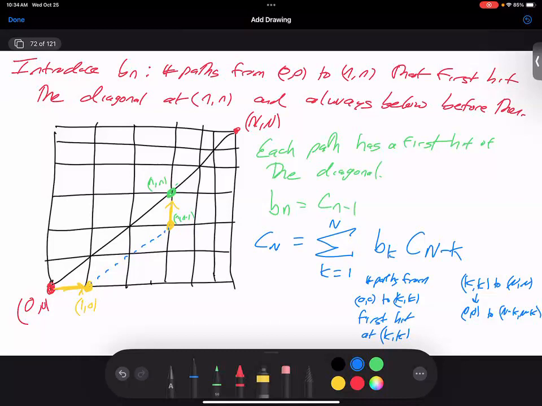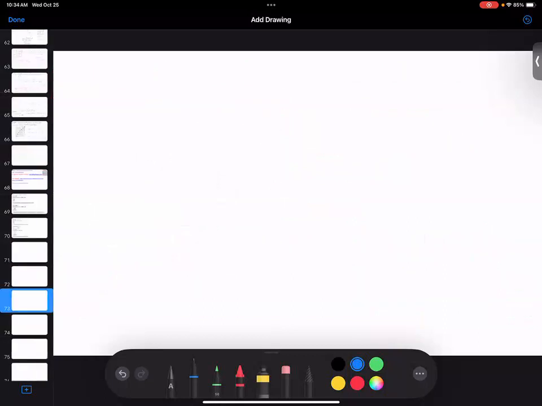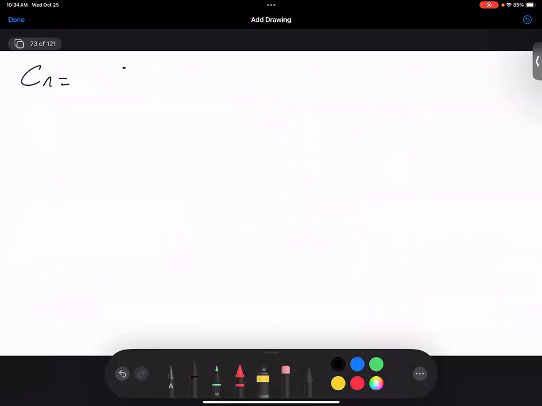Now we have two equations. We have an equation involving B and an equation involving C. If you look at it, b_n is just c_{n-1}. So this is the same as the sum, k goes from 1 to n, of c_{k-1} c_{n-k}. Let me write this on the next page. So we get c_n is the sum, k goes from 1 to n, of c_{k-1} c_{n-k}, I think. So we want to solve this recurrence.